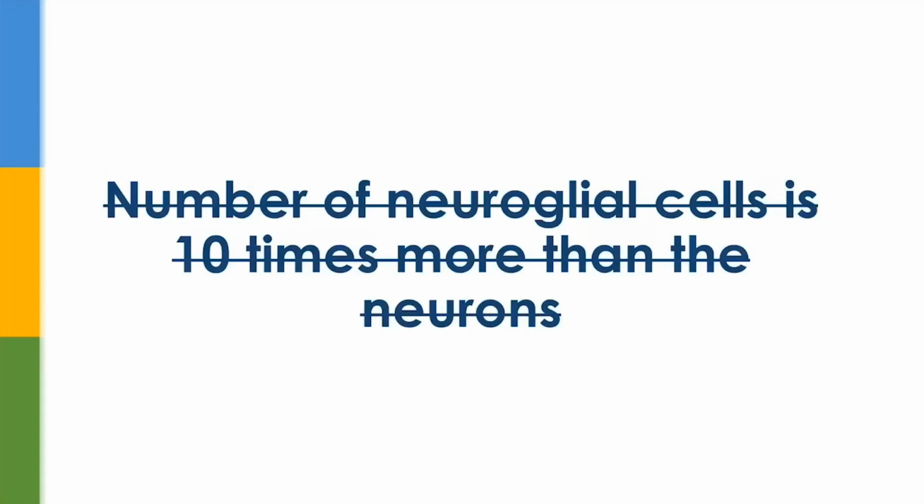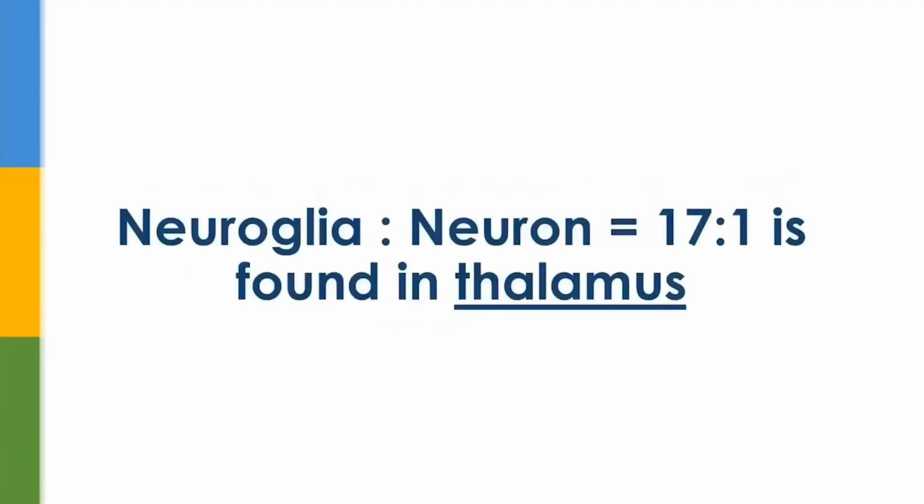Recent researchers suggest that the number of neuroglial cells is almost the same as that of the neurons in the human nervous system. Though in thalamus, the ratio of neuroglia to neuron is still about 17:1. Except thalamus, other parts of the human nervous system are believed to have the same number of neurons and neuroglial cells.